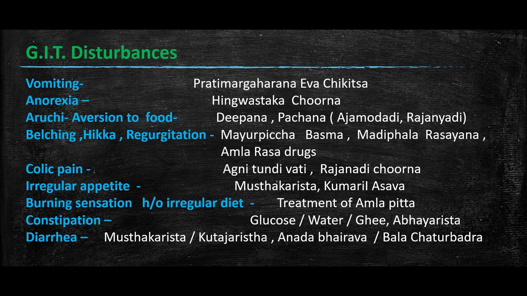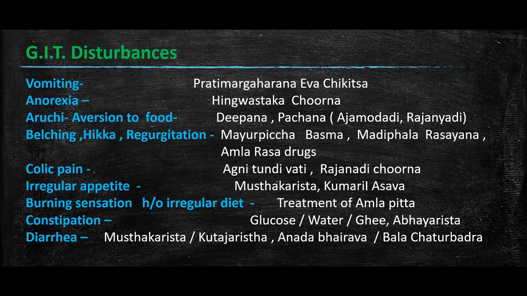Then Aruchi and aversion towards the food, then Deepana Pachana should be given, especially the drug of choice is Ajamodadi Churna or Rajanyadi Churna. Then belching is there, Hikka is there, regurgitation in children it is common. Simple Mayura Pichcha Bhasma can be given or Madhifal Rasayana can be given or any Amla Rasa drugs can be given to the child. So, that decreases. Then colic pain, atypical colic pain will be there. So, then drug of choice is again Agnitundi Vati or Rajanyadi Churna.